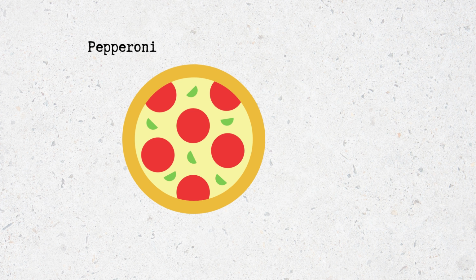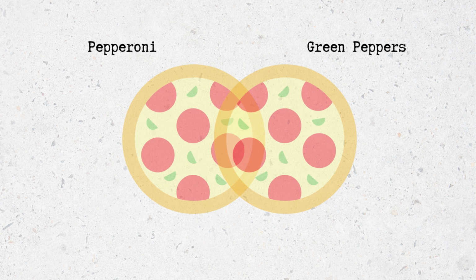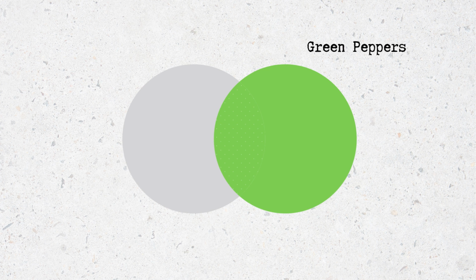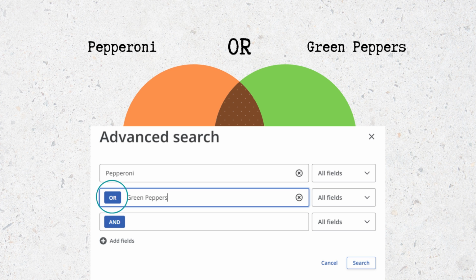Imagine if we interviewed your friends and family to find out how many like pepperoni on their pizza, and then we asked how many like green peppers on their pizza. We could create a Venn diagram that shows how many like pepperoni on their pizza and how many like green peppers on their pizza. If we wanted to look at how many like pepperoni or green peppers on their pizza, the diagram would look like this, and everyone who liked either topping would be included.